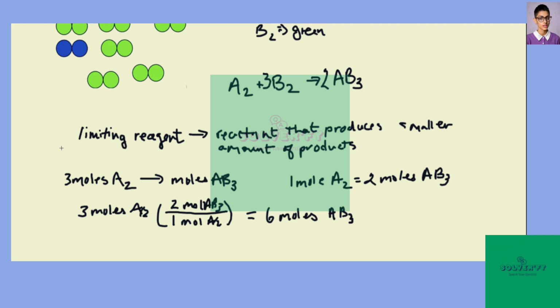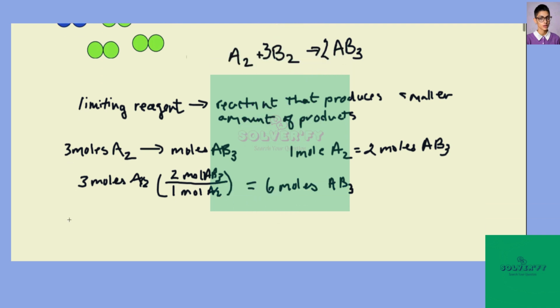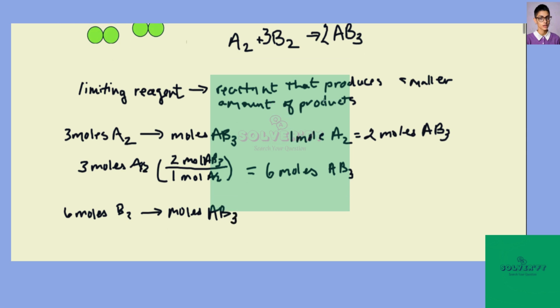If I have 6 moles B2, I can calculate how many moles of AB3 I should produce from that. The equation tells me for every 3 moles of B2, I should produce 2 moles of AB3.